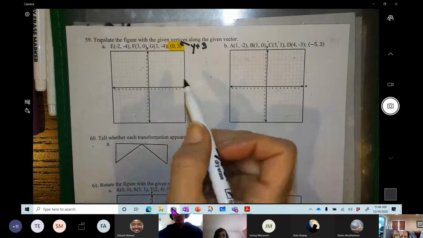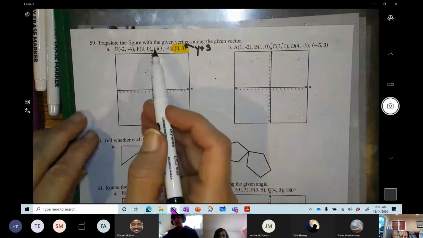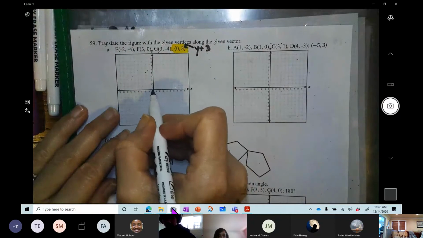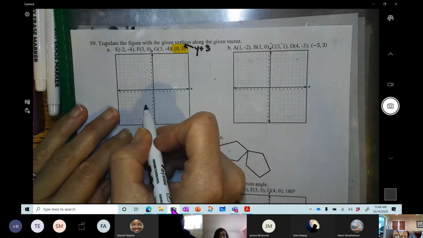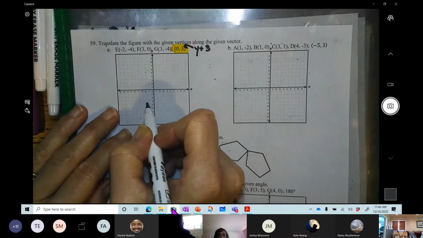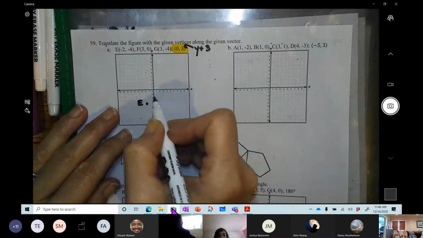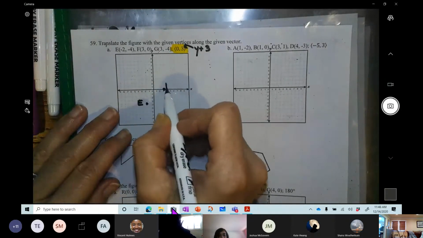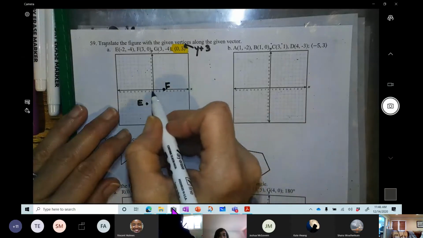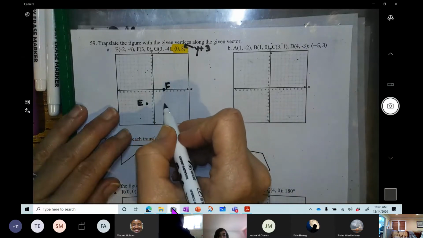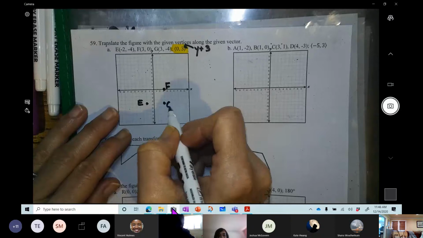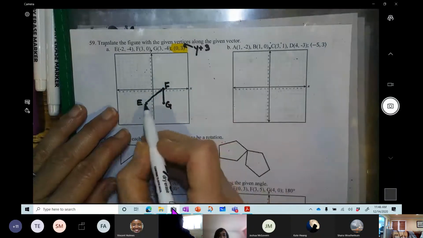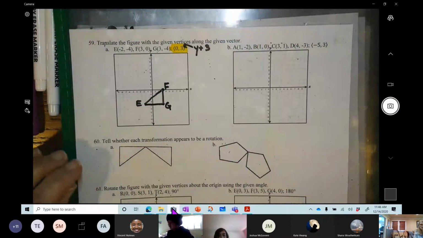is I'll put my, here's my E. So let's just start with graphing it. -2, -4 is going to be E. 3, 0 is going to be F. And G is 3, -4. There's G. Okay, so we have our original.